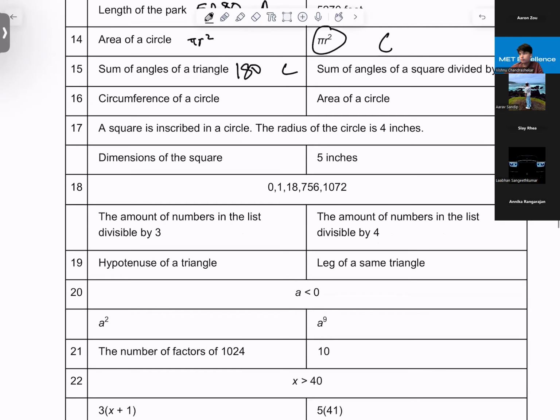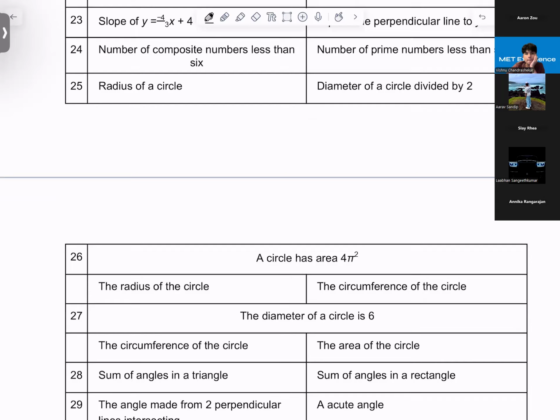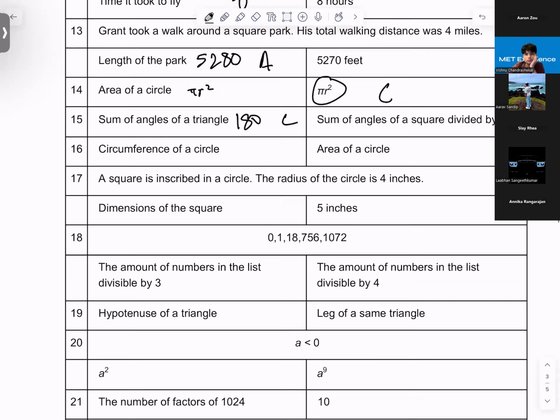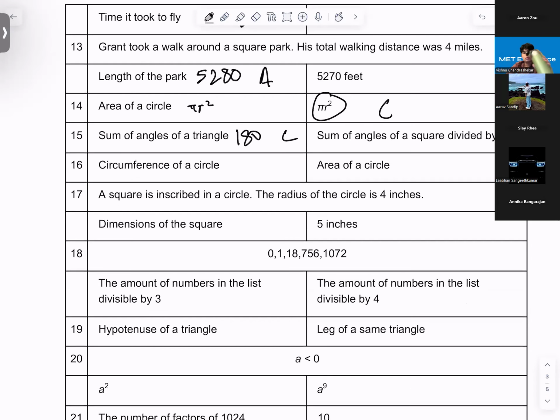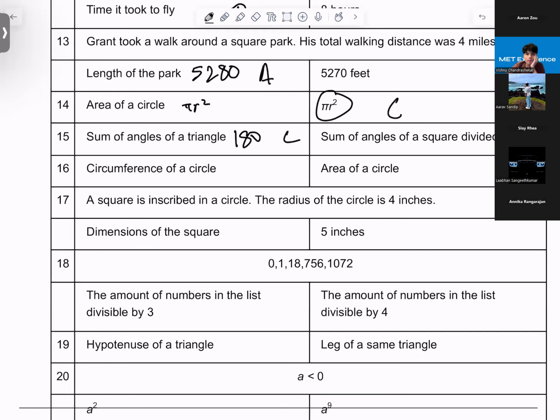All right, so for 16, these are going to vary depending on the value of R. When R is equal to 2, they're equal. And if R equals 5, then the area is bigger. And for example, if R equals 1, then the circumference is bigger. So it's going to be D.